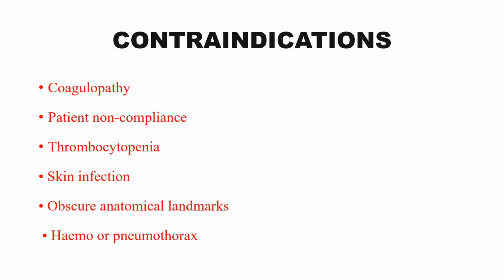Next we'll see contraindications of CVP line insertion. One is coagulopathy, patient non-compliance, thrombocytopenia, skin infection over the site of access, obscure anatomical landmarks, and those who have hemothorax or pneumothorax on the contralateral side.